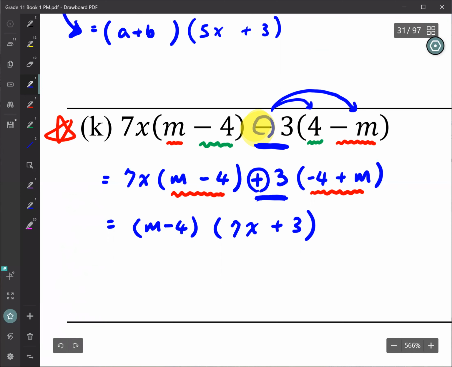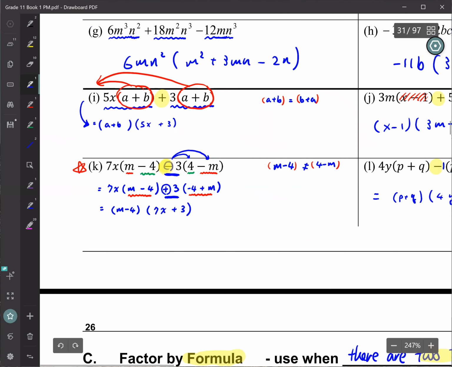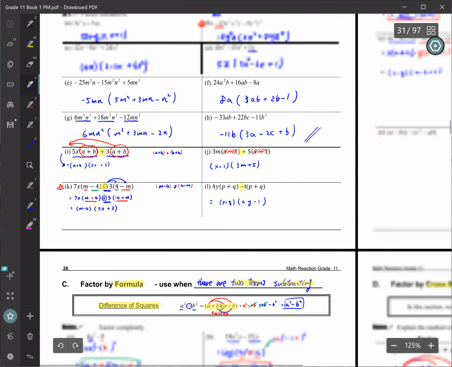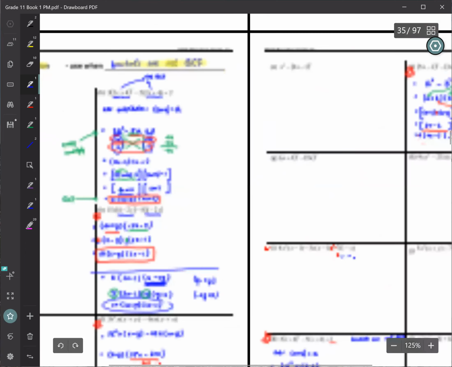And then to balance that change, we make the sign on the inside also change. So instead of 4, we change it to negative 4. And then negative m becomes positive m. So now the two brackets are the same because the signs are the same. Okay? So it's using what we learned before as well. It's a good chance to review that.